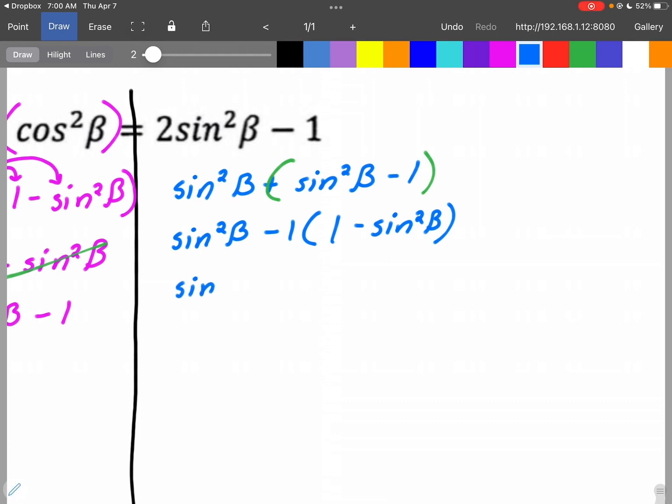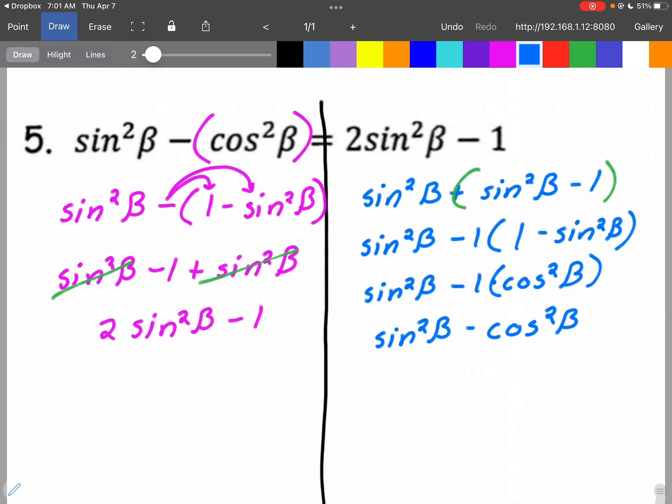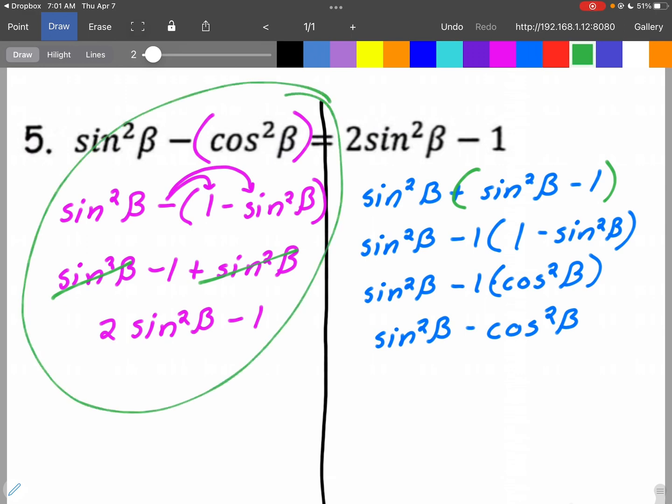So I've got sine squared beta minus, and then this entire thing becomes cosine squared beta. Technically, I've got -1 times cosine squared beta, but I don't really need the 1. -1 times cosine squared beta is just going to be negative cosine squared beta. So we have sine squared beta minus cosine squared beta, and that gets us to the other side. I personally prefer this way, but it can be done the other way as well.